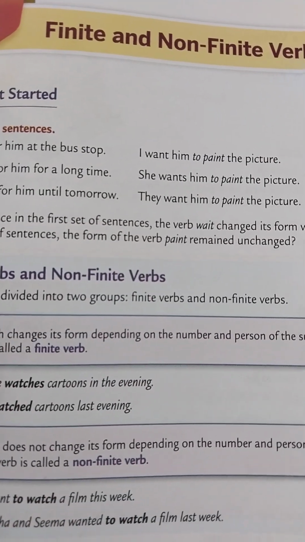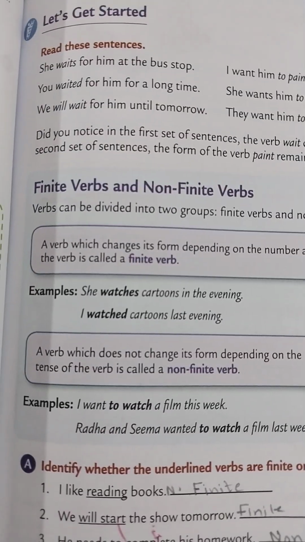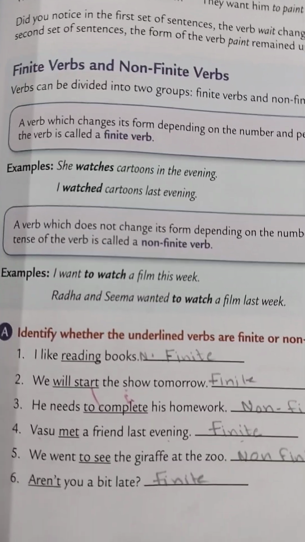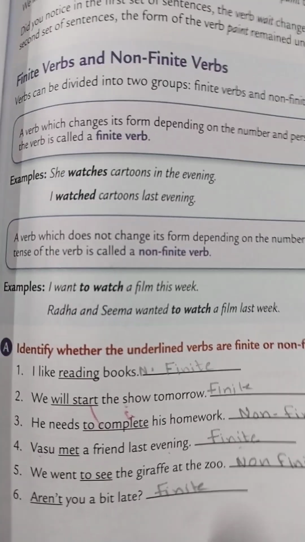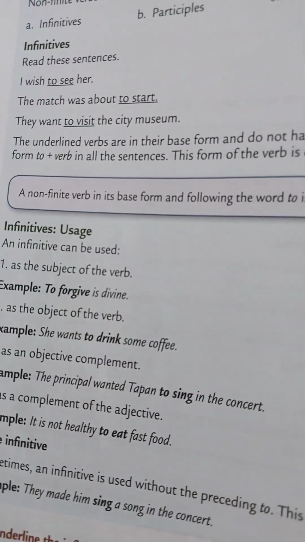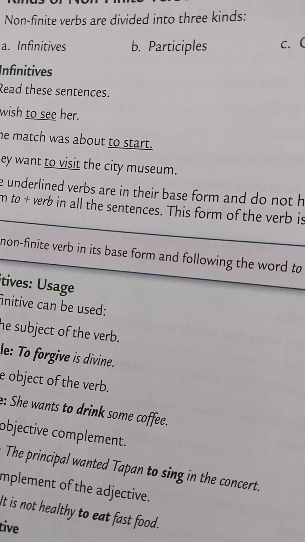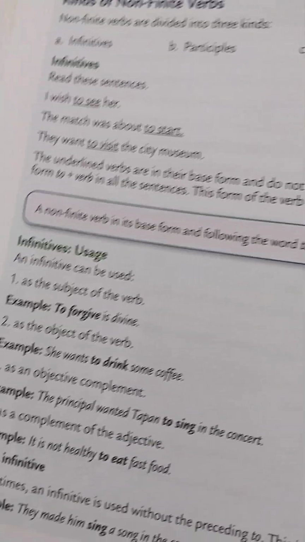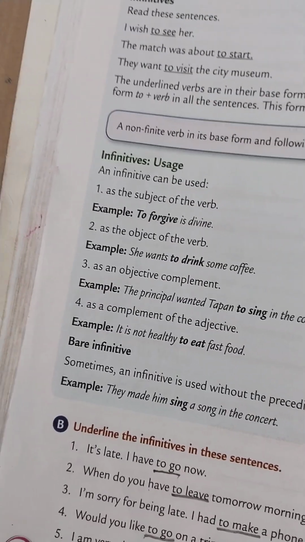Children, as we were doing the finite and non-finite verb chapter, we will continue with that. In my previous video, I explained what finite and non-finite verbs are, and I told you about the kinds of non-finite verbs, which are infinitives, participles and gerunds. In our previous video we did infinitives and participles. Now today we will do gerunds.